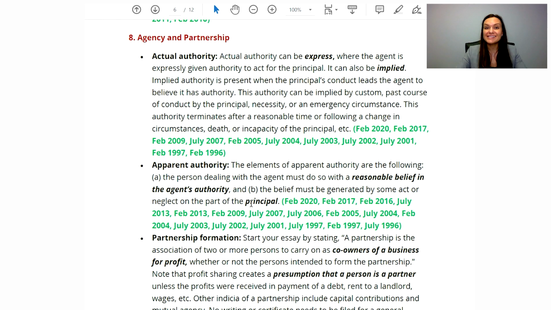Turning next to the subject of agency and partnership. I previously mentioned that it's not uncommon to see agency tested with torts and to see those subjects crossed over with one another. But it's also not uncommon to see agency and partnership tested together. The highly tested topics here within agency and partnership are actual authority, apparent authority, and then partnership formation. What I briefly want to discuss is that you want to have really solid definitions of actual authority and apparent authority. Oftentimes these questions are seeking if you understand that partners are agents of a partnership.